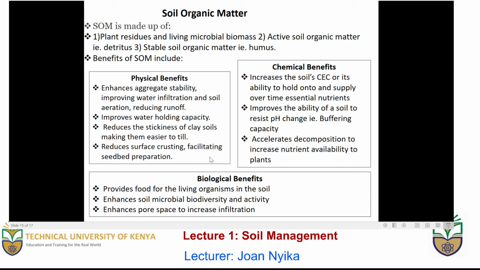A lot of the biological benefits of soil organic matter include providing food for the macroorganisms that are found in soil. It enhances their diversity and also increases the pore space and enhances infiltration in soil.